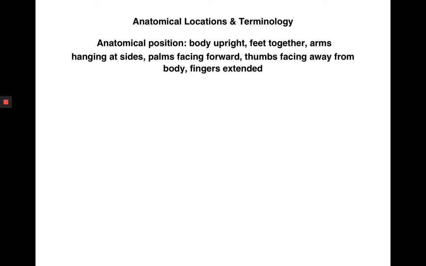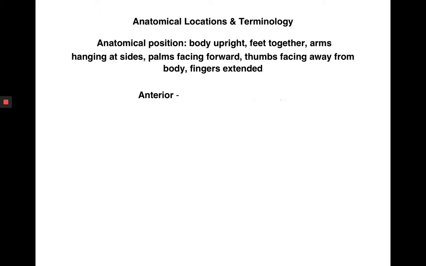Okay, so anatomical locations and terminology. We mentioned before, so we can highlight this on our PDF of our workbooks. So we have the anatomical position being body upright, feet together, arms hanging by the sides, palms facing forward with the thumbs facing away from the body and our fingers extended. If we remember that, we know what bone is what in the forearm and stuff, and we also know where to find stuff and locate stuff on the human body.